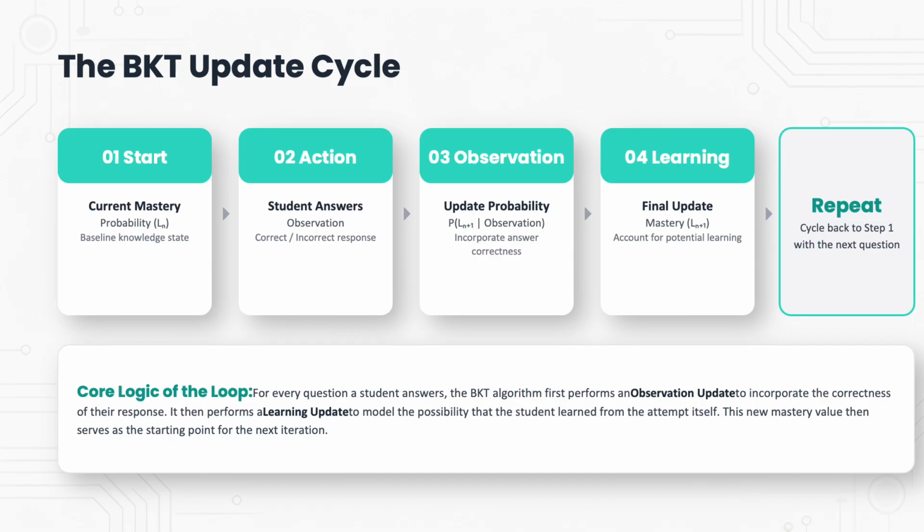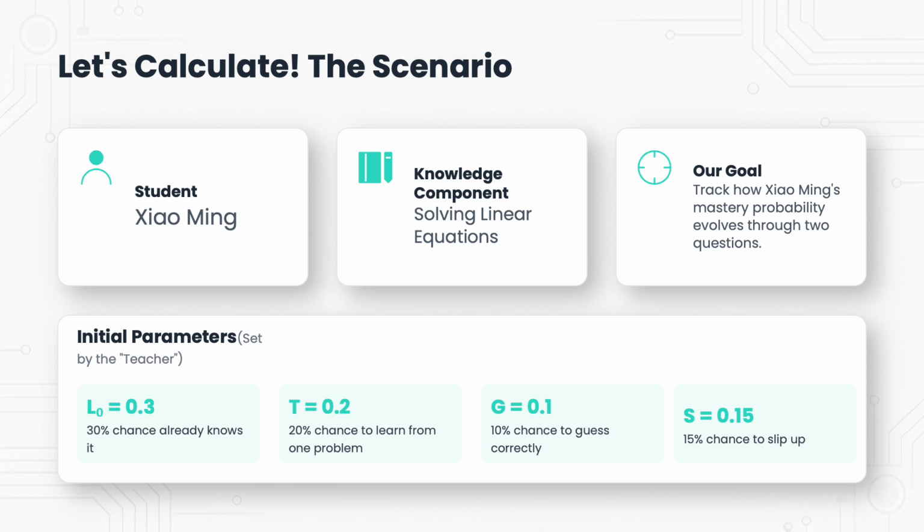Let's meet our student Xiao Ming, who is learning how to solve linear equations. Our teacher has set the initial parameters. L is 0.3, T is 0.2, G is 0.1, and S is 0.15. We're going to walk through two questions and see exactly how Xiao Ming's mastery probability changes. We begin with question 1.